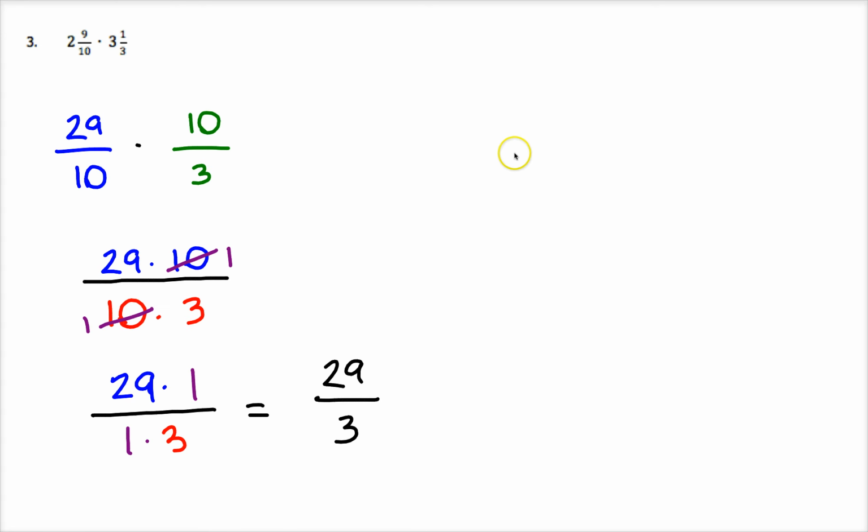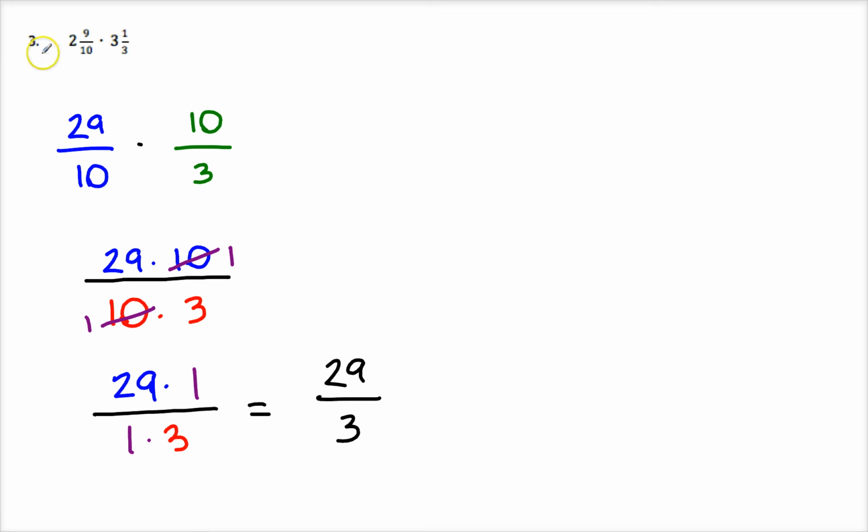Okay, so for this problem, again, first step is to change the mixed numbers to improper fractions. 2 and 9 tenths becomes 29 over 10. 10 times 2 plus 9 gives me the 29. And 3 and 1/3 becomes 10 thirds. 3 times 3 is 9, plus 1 is 10. So that's how I do my first step.